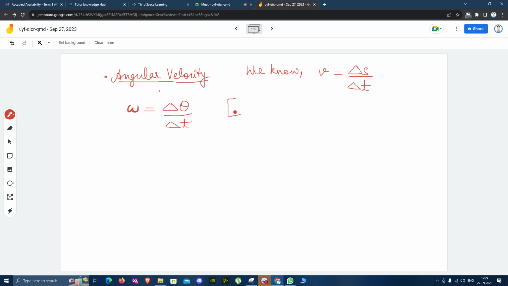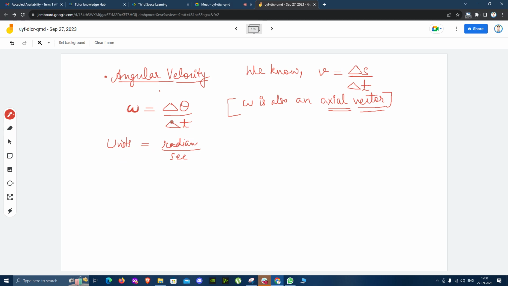Here omega is also an axial vector. As you can recall, an axial vector is a vector whose direction can be found by using the right hand thumb rule. Now its units: we know that the unit of angular displacement is radian, and time is second, so radian per second will be the units of angular velocity.